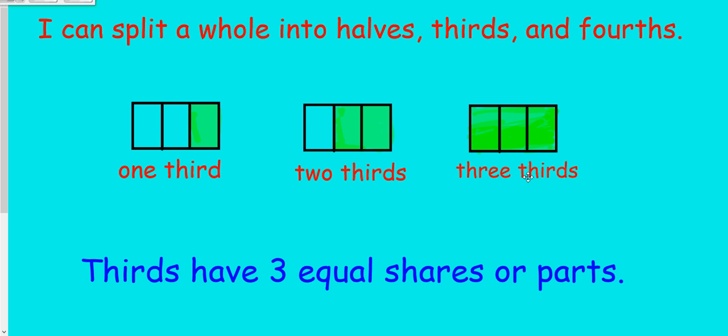If your whole is split into 3 equal parts, and you have all 3 of those parts, you can say you have 1 whole, or you can say you have 3/3. 3/3 is the same as 1 whole.